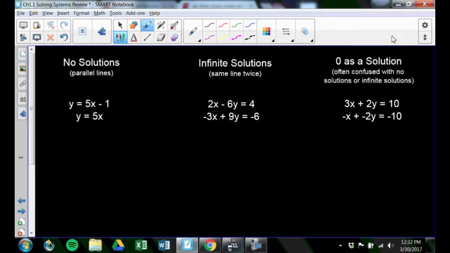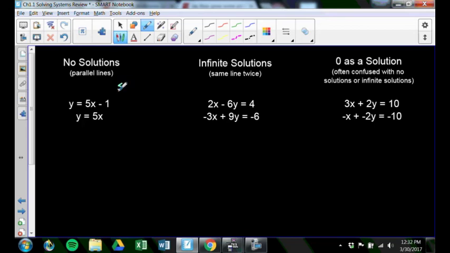Finally, we'll talk about the situations of no solutions, infinite solutions, and 0 as a solution. No solutions means you have parallel lines. So these two lines right now have the same slope, 5. But they have different y-intercepts. This has a y-intercept of -1. This has a y-intercept of 0. There's a plus 0 you can snack onto the end there if you'd like. Since they have the same slope but different y-intercepts, they're parallel lines, they will have no solutions.